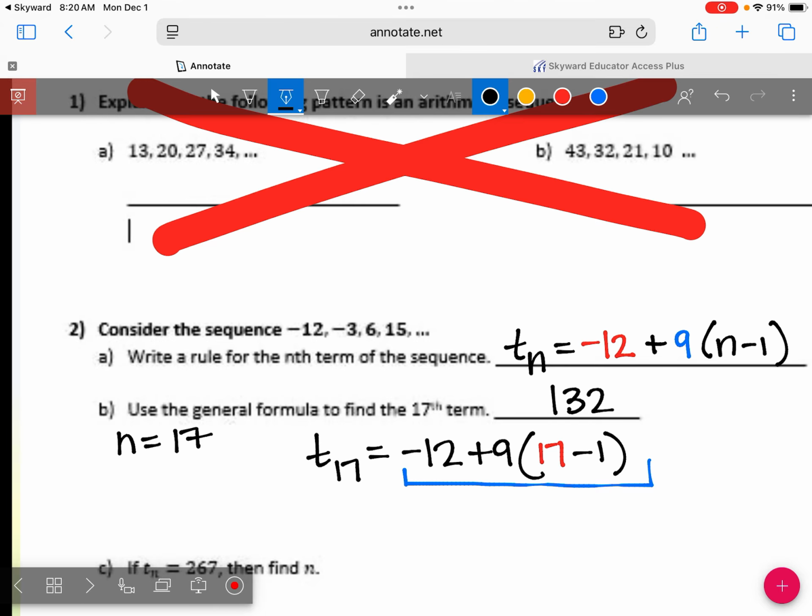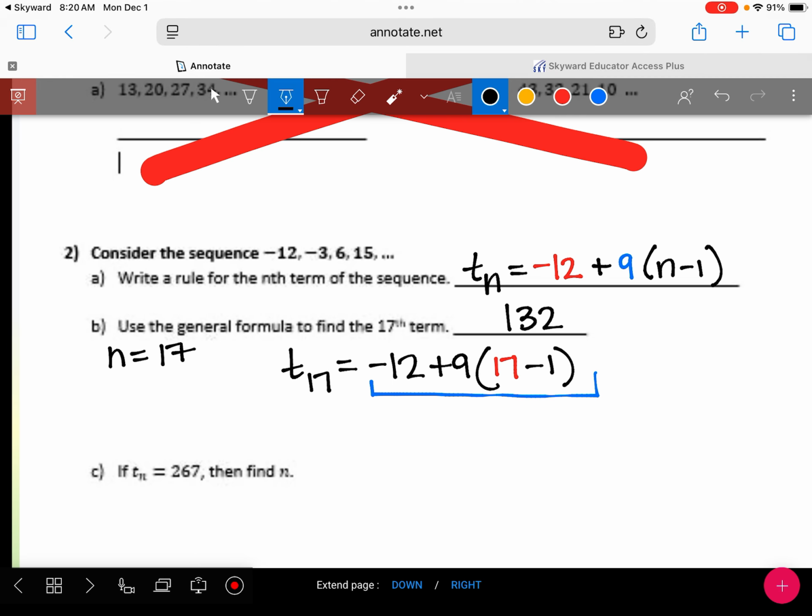Okay. Part C is saying eventually we're going to get to 267. What would be the term? So notice that this says T sub n is 267. So I'm still using this rule right here. Still using this rule, except now I'm going to put my 267 here and solve it for n. So we have 267, and that equals negative 12 plus 9, parentheses, n minus 1. Go ahead and solve that.